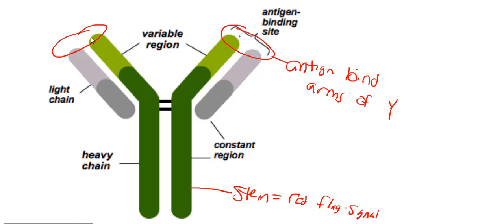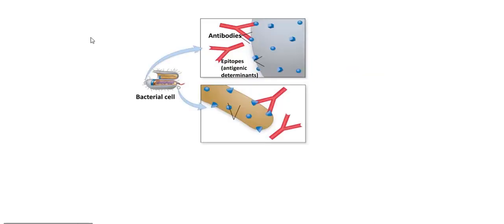This top part where the antigen binds, the variable region, is often referred to as the Fab region, F-A-B, okay? So this region and this region, these are Fabs. The stem part is often referred to as the Fc region. The part of the antigen that actually binds here at the arms, okay, is called an epitope.